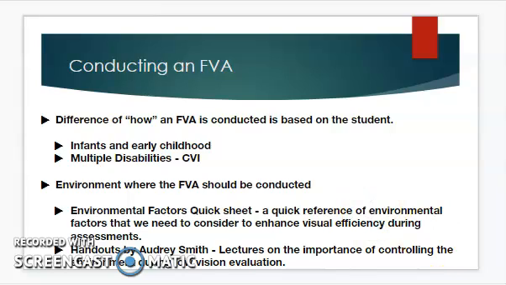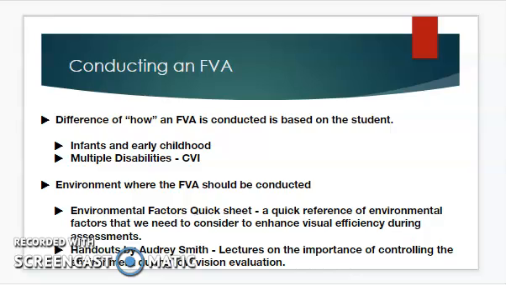The difference of how a functional vision assessment is conducted is also based on the student. So next week we will focus on the functional vision assessment on infants and early childhood. There are a few things that you have to consider when you are doing an FVA on a preschooler. So we will learn those next week, and the following week we're going to learn how to do an FVA, which is specifically the CVI range scale for students with multiple disabilities.